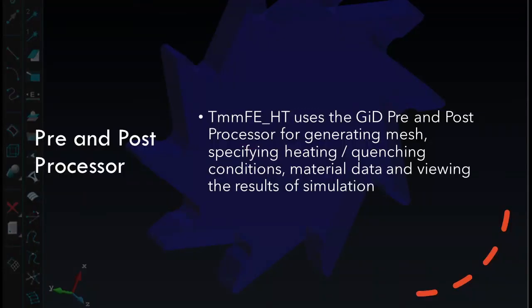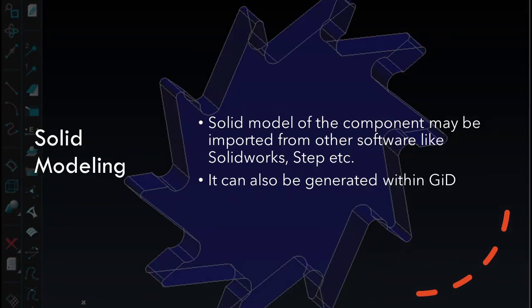TMMFE HT uses the JIT pre and post processor for generating mesh, specifying heating and quenching conditions, material data, and viewing the results of simulation. A solid model of the component may be imported from other software like SolidWorks, STEP, etc. It can also be generated within JIT.